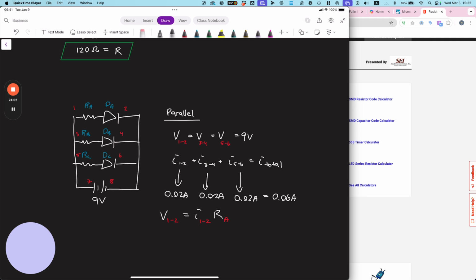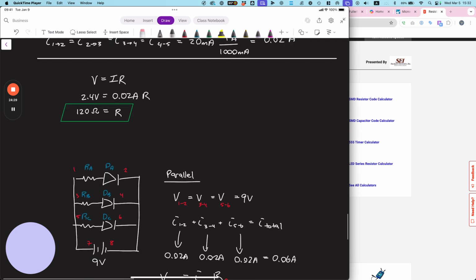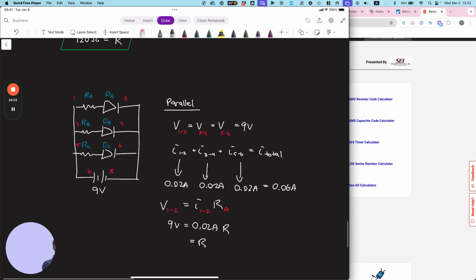Okay, so what's V1 to 2? We did it previously up here. Do you see that? 9 volts. The I is what? We did it right here. 0.02 amps. And then the R is literally going to be the same thing, right? Yeah, we did the same thing. Oh, no. It's a little different. What's 9 divided by 0.02?